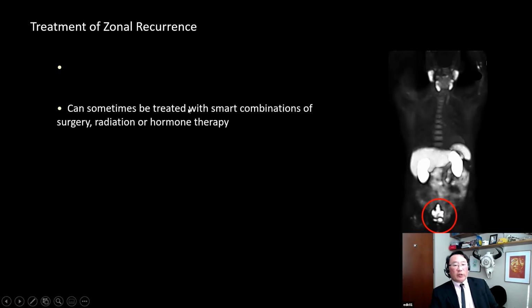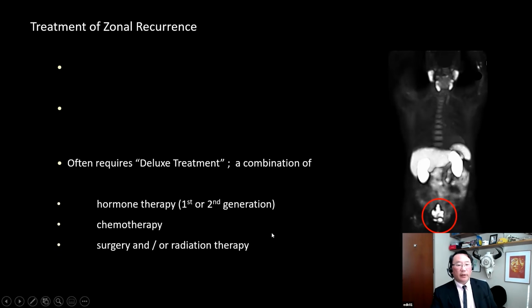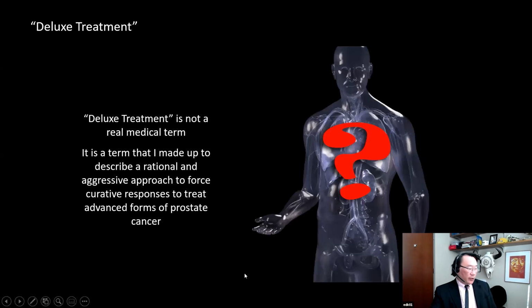They can sometimes be treated with smart combinations of surgery, radiation, or hormone therapy. Oftentimes, when we see zonal recurrence, we roll out a deluxe treatment package, which is typically a combination of hormone therapy used in combination with chemotherapy and surgery or radiation therapy. So once again, deluxe treatment is not a real medical term.